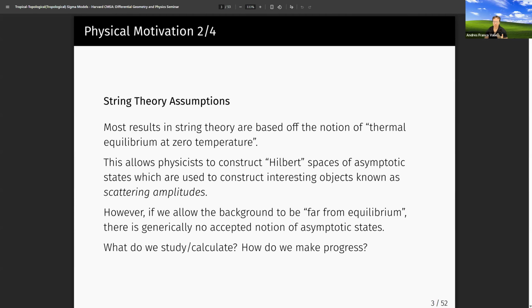So if you break that physical assumption and allow the so-called target space geometry to be far from equilibrium, then there's generically no accepted notion of asymptotic states. So suddenly you're faced with the question of what do you calculate? How do you make progress? How do we turn these into rigorous mathematical questions that actually make sense?